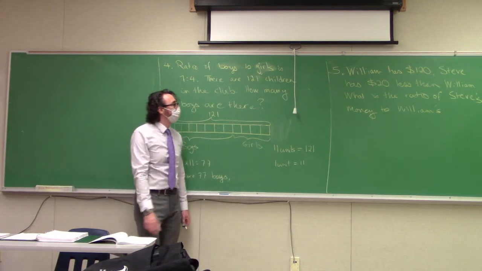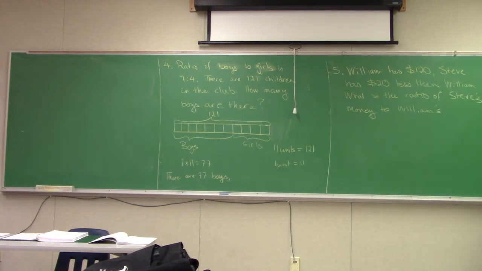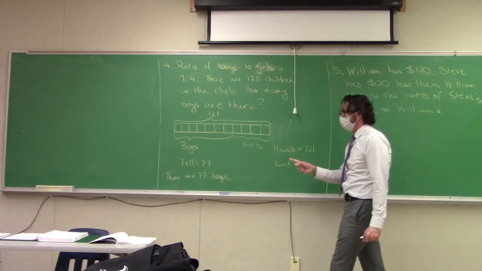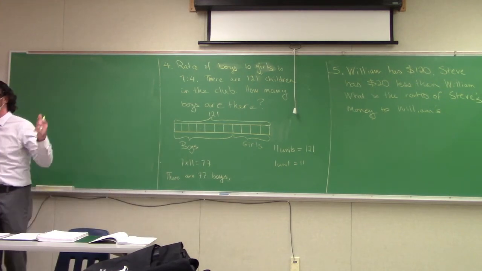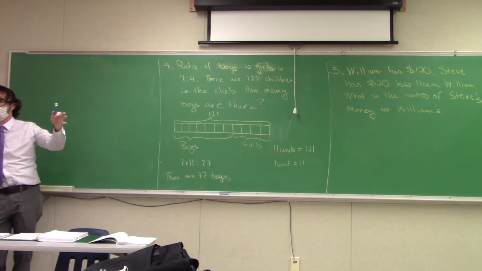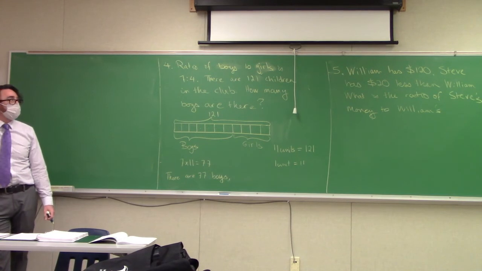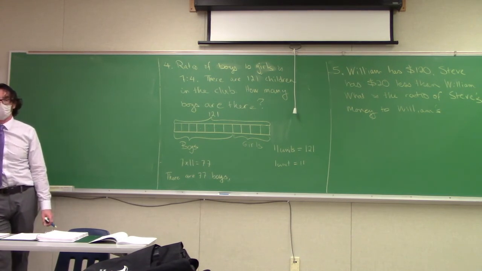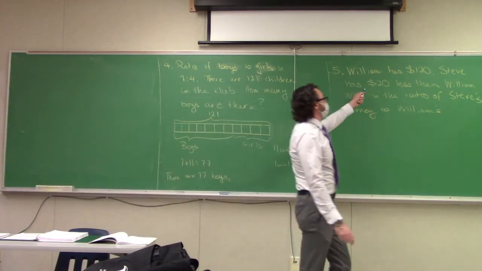How do I do this one here? What can I do? I want to find the ratio of Steve's money to William's. Order is very important. We've got to put the things in the right places. You can't just take the numbers and start making ratios. You've got to put them in the right order. So what goes first in this ratio? Steve's money. How much money does Steve have? $100. Okay, so Steve has $20 less than William.